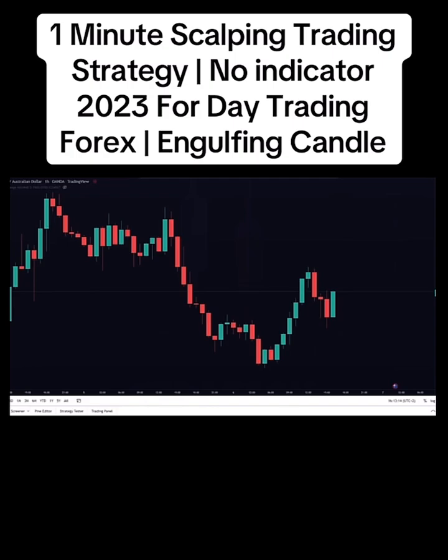So now let's start with this example. The first step is to identify a bullish or a bearish engulfing candle. Then the next step is to put two horizontal lines. And remember, we do this on the 1-hour time frame so that when we move on to the lower time frame, this can be very simple.